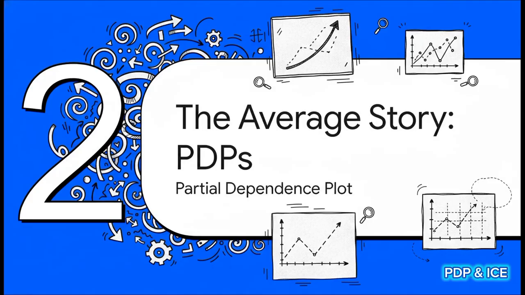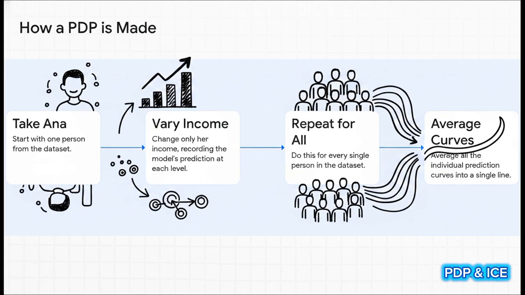So how do we actually see this shape? Well, our first tool is something called the partial dependence plot, or PDP for short. Think of it as our way to see the average story of how one single feature affects the final outcome. The process behind it is actually quite elegant. Imagine we take one person from our data. We'll call her Anna. We keep every other detail about her exactly the same, her age, her credit score, all of it, but we digitally alter only her income.